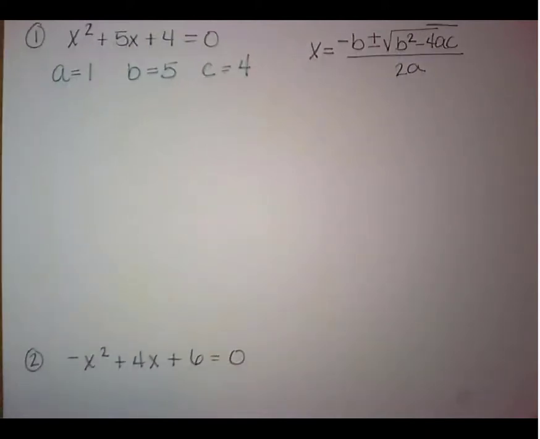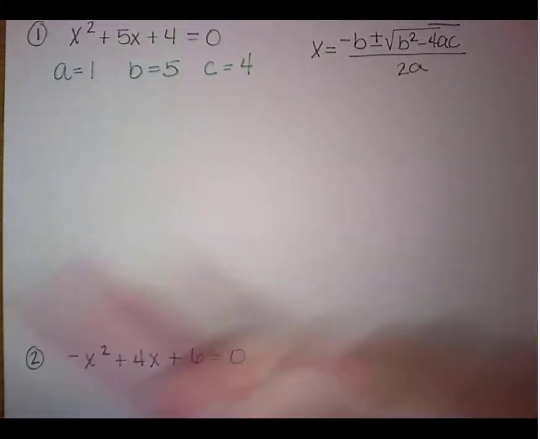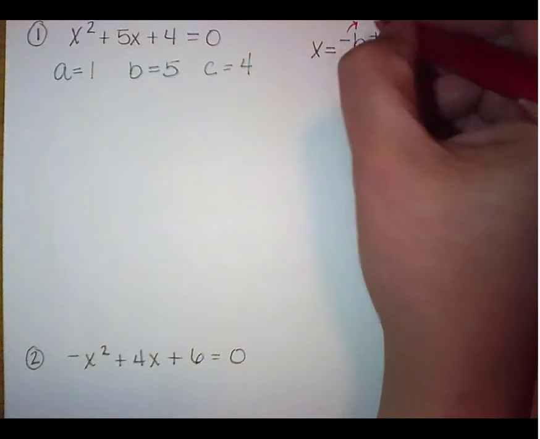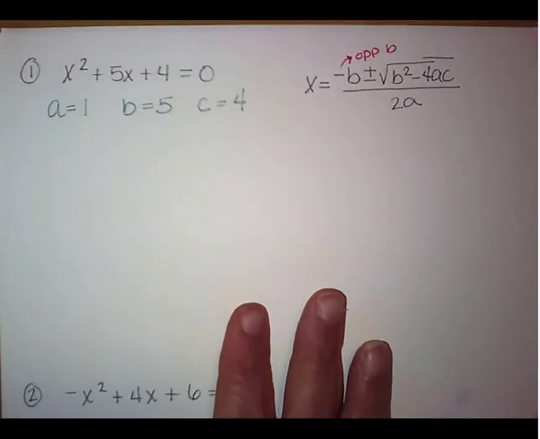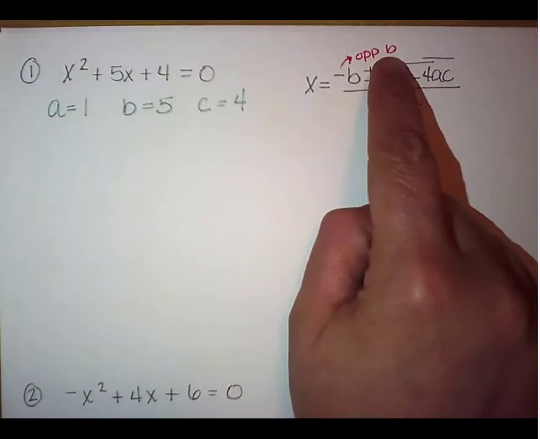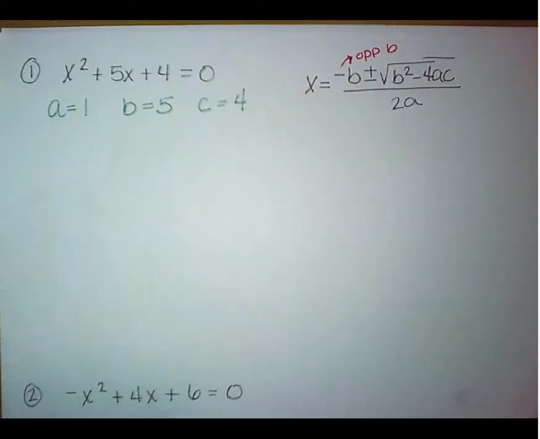Alright, so let's plug in. Now, instead of saying negative b here, one of the things I really like to tell people, because it can get kind of confusing, is that you're actually doing the opposite of your b. So in this case, my b is 5, so the opposite of my b would be negative 5.